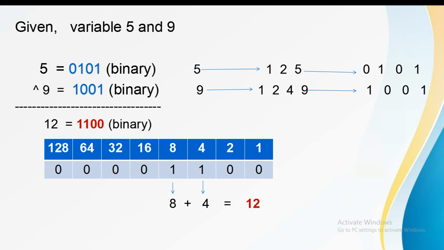We are given the same variables 5 and 9, and here we are looking at exclusive OR. So in exclusive OR, we say that the corresponding variable should be 1 for the answer to be 1. This one is 1 and 1, the answer is 0. 0 and 0, the answer is 0. Then 1 and 0, the answer is 1. Then 0 and 1, the answer is 1.